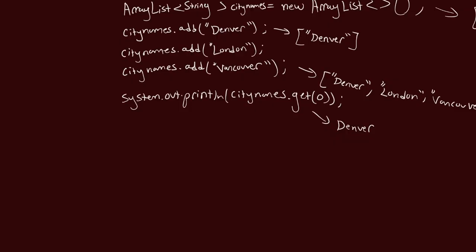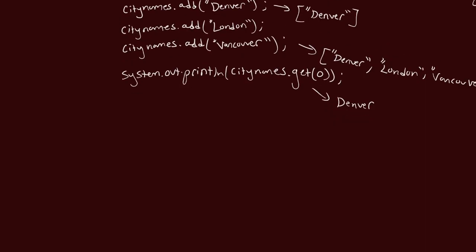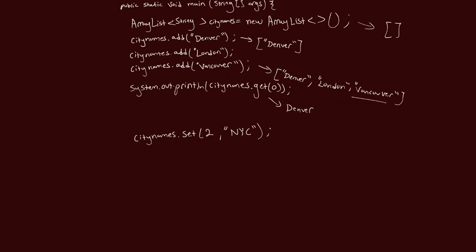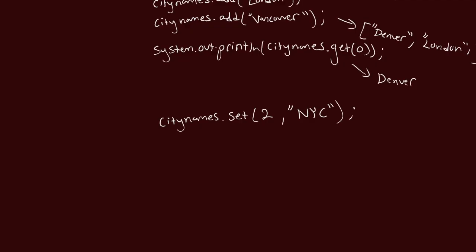Okay, there's also a few other things you can do. If you do cityNames.set, here you pass in an index, and here you pass in what you want to replace that index with. So if you do 2, and let's say we put NYC, this replaces Vancouver with New York City, or NYC.